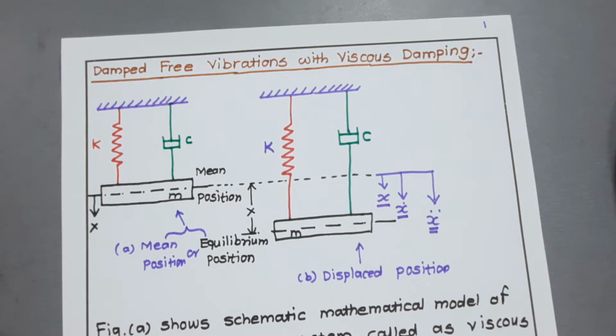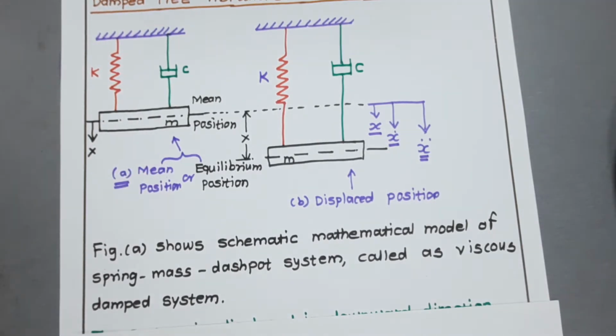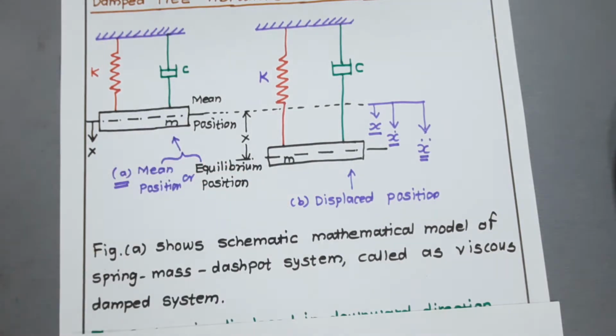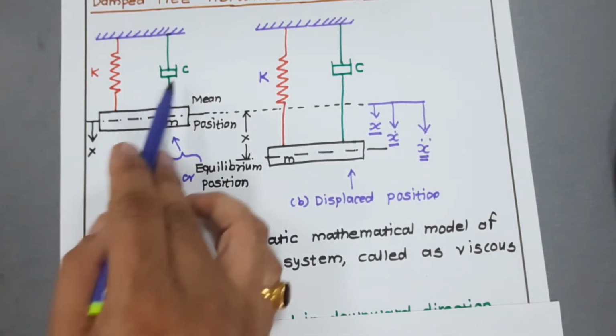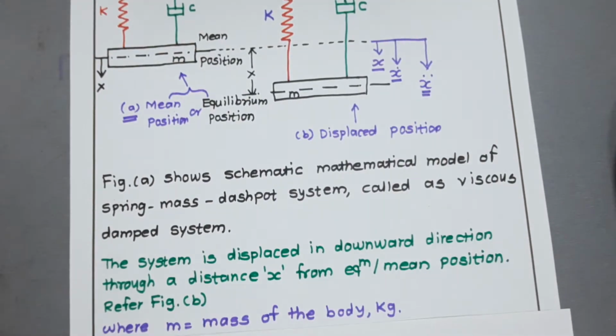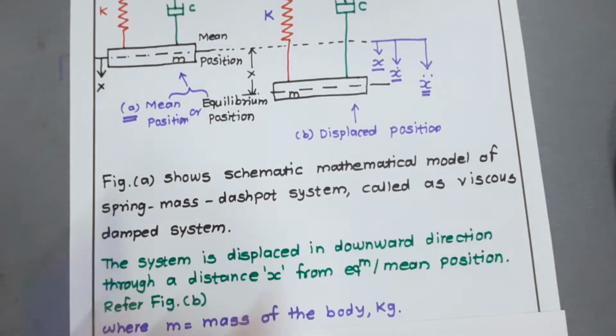So this figure A, this first figure, shows the schematic mathematical model of the spring and mass, and this is the dashpot or damper system. This is the spring, mass and dashpot or damper system, and this figure A is called a viscous damped system. Now this system, which I have already explained, is displaced by an amount x in downward direction from the equilibrium position to the new displaced position. So this is the second diagram.